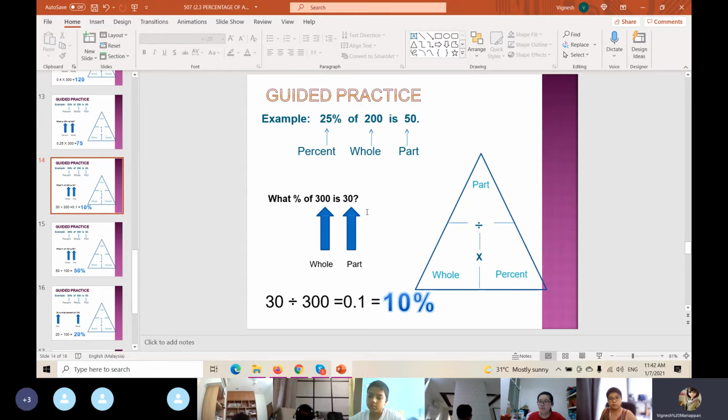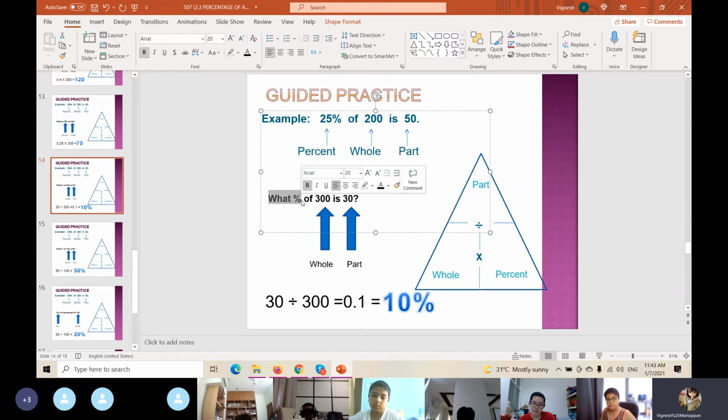Part how many? Part is 13 or 30? 30. Very good. Divide with the whole number. Whole number how many? 300. So 30 divide 300 is equals to 0.1. But the question is asked the percentage. So you have to convert this decimal number into the percentage, which means you have to move 2 decimal places to your right to get the answer in percentage.